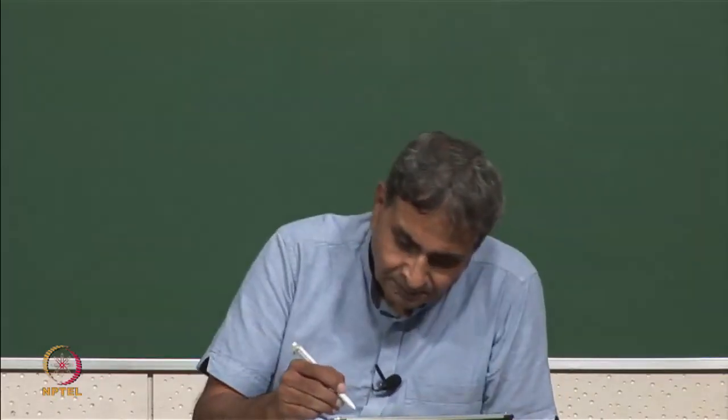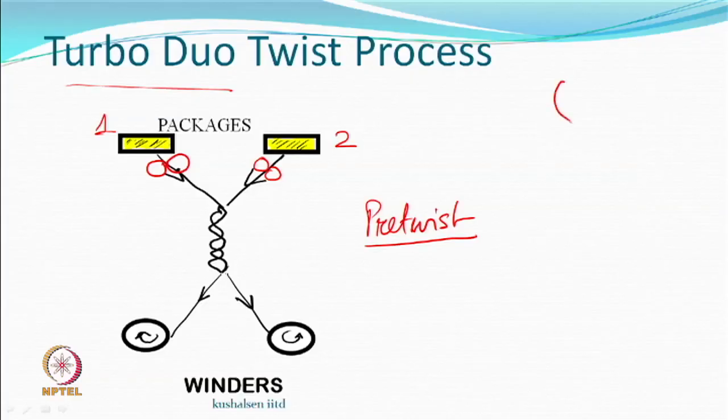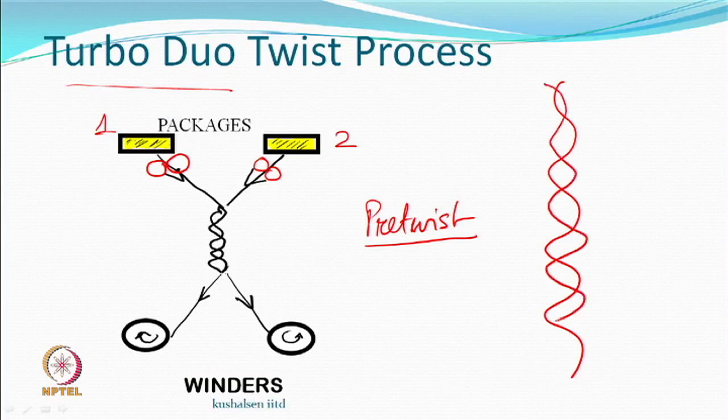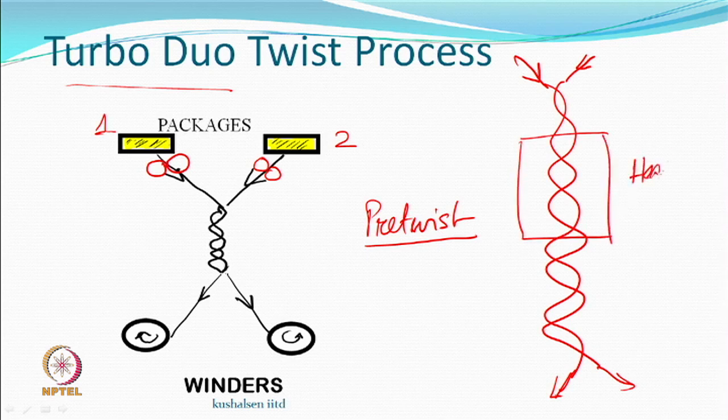So, now how do we do the smart thing? The smart thing would be that you have this, you are pulling, you are feeding, and in between, at the right space, put a heater. Cooling. So, again we are assuming it is a thermoplastic yarn.